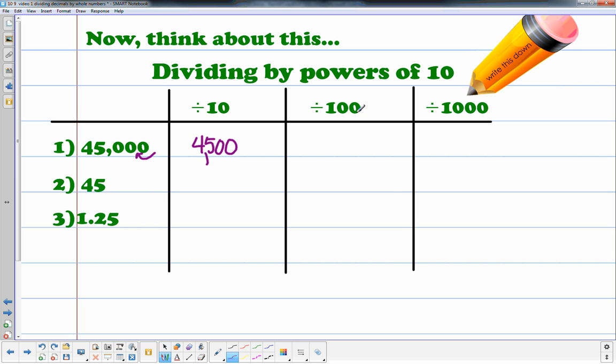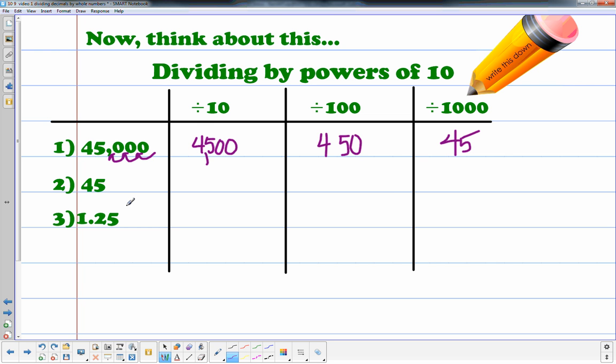Dividing by 100, I would move it 2 places to the left. So 45,000 divided by 100 is 450. Dividing by 1,000, I would move that decimal 3 places to the left. So 45,000 divided by 1,000 is 45. Look at that. Does that look reasonable? Have you learned this before? Where we move the decimal to the left as we divide by powers of 10?